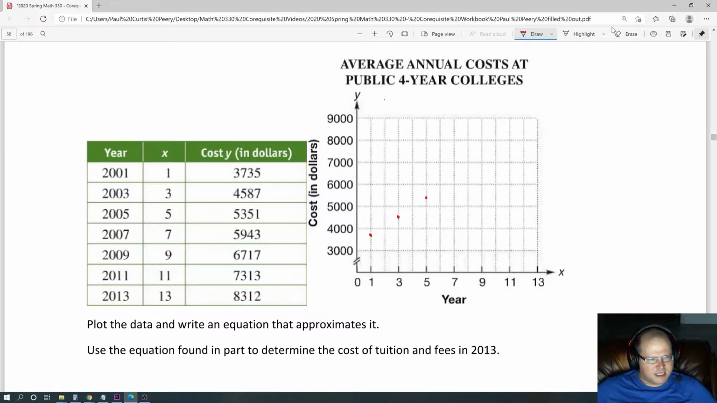And then we have 7, which is 5,943, which is almost 6,000, but not quite. And then we have 9, 6,717, so it's about 3/4, a little bit more maybe. And then we have 11, 7,313, so a little bit less than a third, not quite. And then we have 13, 8,312.